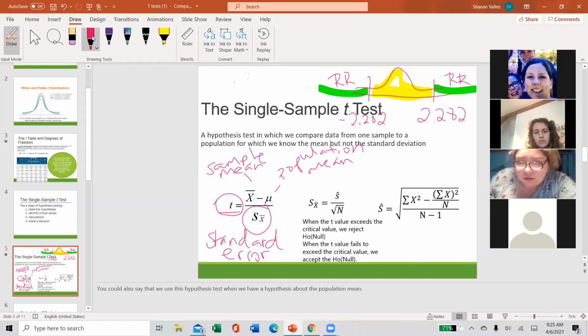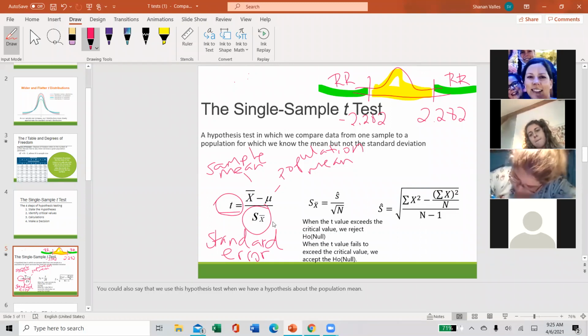I'm not real sure what you're asking, but t will be equal to the sample mean minus the population mean, and then we're going to divide it by our standard error. The sample mean we will calculate when we get our sample data. The population mean will be given to us. And then we are also going to have to calculate our standard error. So there's two things we're going to have to calculate here.